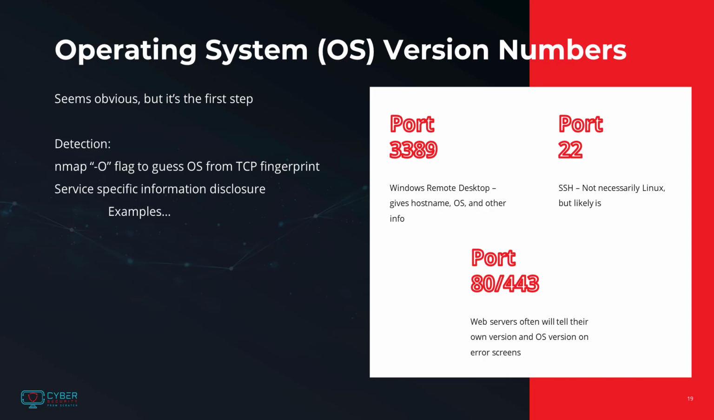And then also with a web server, if you see something running on port 80 or port 443 for HTTP and HTTPS respectively, web servers will often tell both their own version and the underlying operating system version number on error screens. So if you can find some way to induce an error by asking for a resource that doesn't exist or something like that, you can get the information that way. Again, pretty obvious stuff, but this is step one for enumeration.